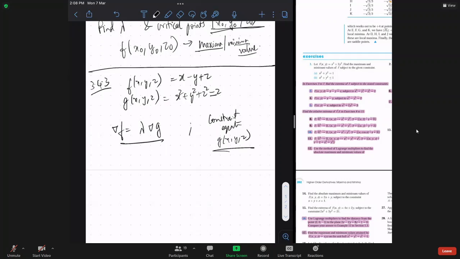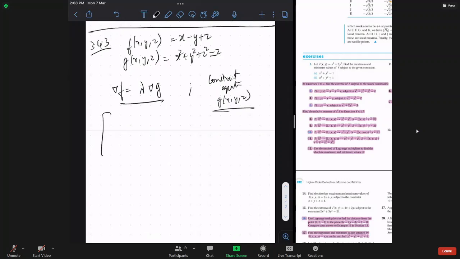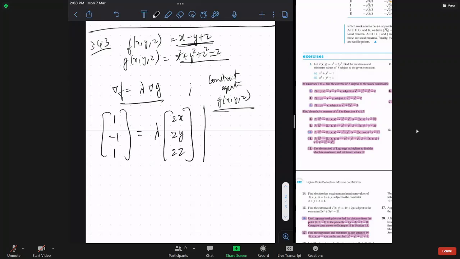So let's first find gradient of f. It's going to be a column vector, which is 1, minus 1, and 1, just by differentiating with respect to x, y, and z. This column vector is equal to lambda times my gradient of g, obtained by differentiating with respect to x, y, and z. So this is one equation. The other equation is x squared plus y squared plus z squared equal to 2, which is your constraint equation that's already given.